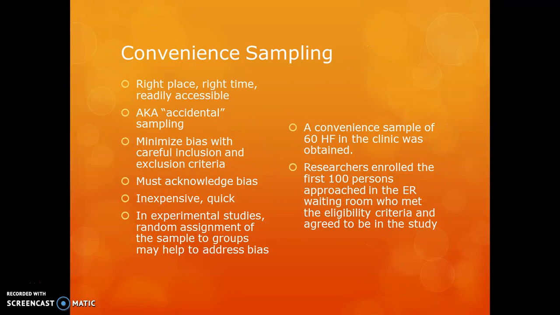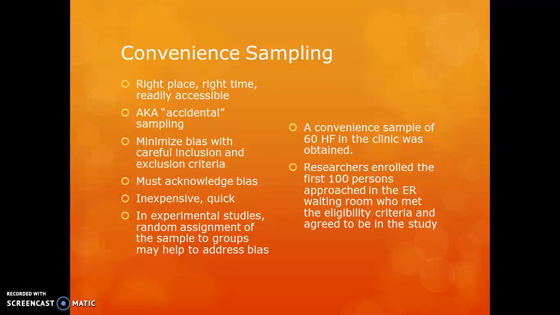Convenience sampling is also called accidental sampling. Right place, right time, you have the people available to you, it's quick, it's easy, inexpensive. You have to be careful about it in experimental studies, very commonly used, but random assignment should help to control for some bias, but not all. It does have to be cited as a limitation of a study. You also can minimize bias by having very strong inclusion and exclusion criteria.